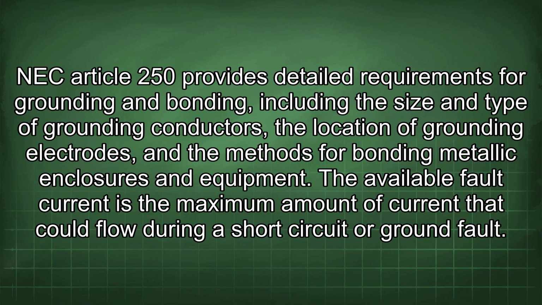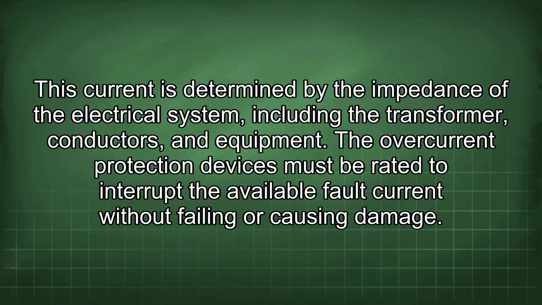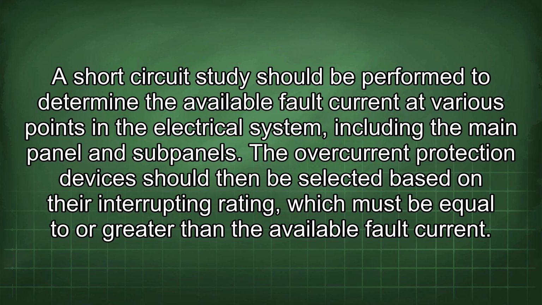The available fault current is the maximum amount of current that could flow during a short circuit or ground fault. This current is determined by the impedance of the electrical system, including the transformer, conductors, and equipment. The overcurrent protection devices must be rated to interrupt the available fault current without failing or causing damage. A short circuit study should be performed to determine the available fault current at various points in the electrical system, including the main panel and subpanels. The overcurrent protection devices should then be selected based on their interrupting rating, which must be equal to or greater than the available fault current.